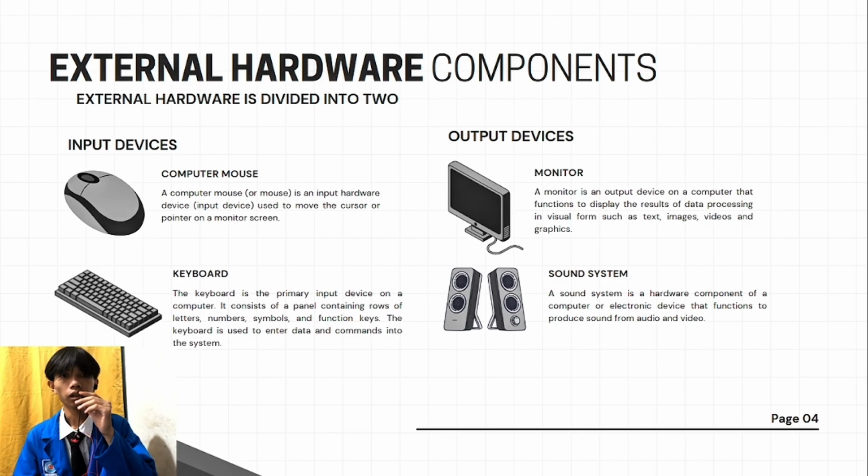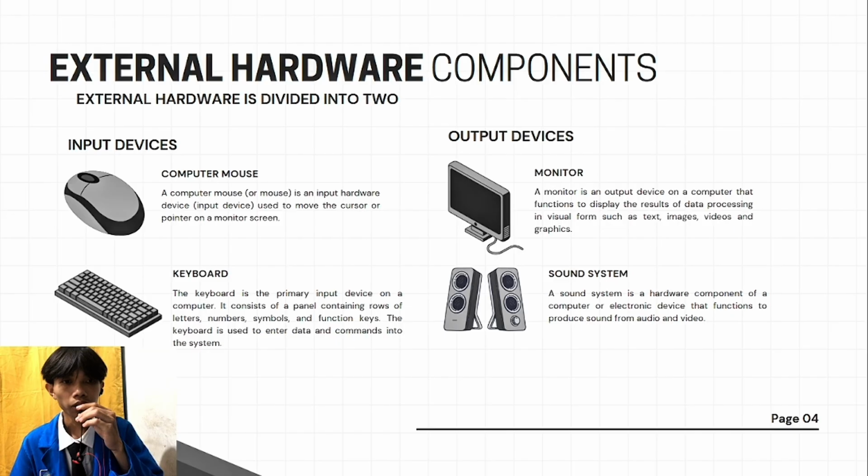Monitor. A monitor is an output device on a computer that functions to display the result of data processing in visual form, such as text, images, videos, and graphics. Sound system. A sound system is a hardware component of a computer or electronic device that functions to produce sound from audio and video.